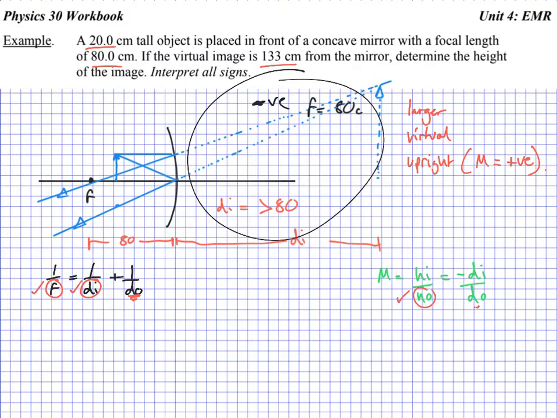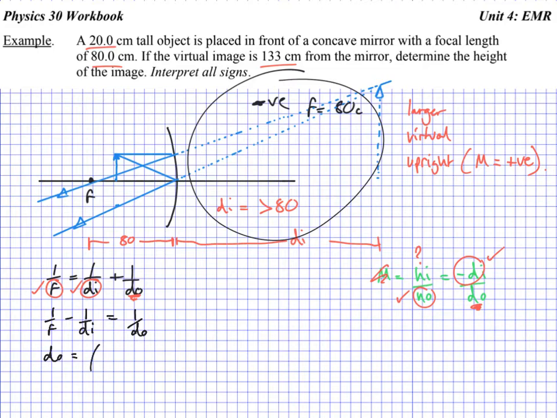Once I know do, oh, I forgot to circle that. I know this as well. I know the di. So once I get my do, hopefully you can see do here, do over here, I can then solve for the height. This is what I'm trying to find. Not interested in magnification. So let's put the values in. We'll first of all rearrange. So 1 over f minus 1 over di is going to give us the reciprocal of do. Okay, so do is, let's put these numbers in now.